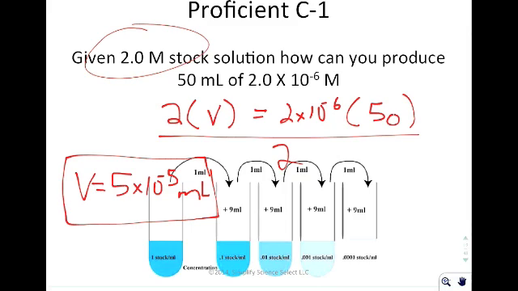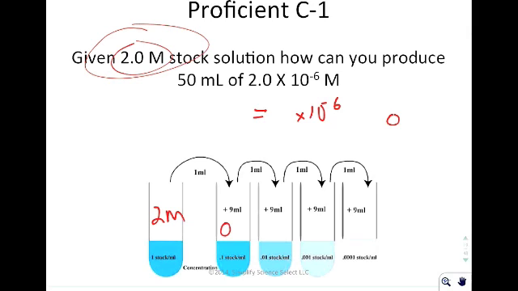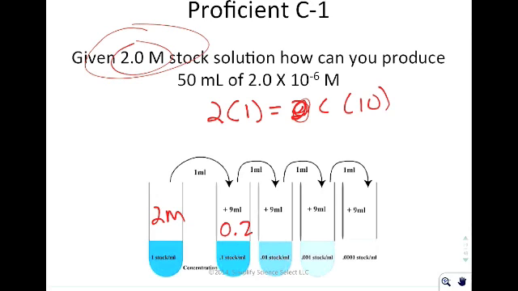So instead, really what you'd want to do is the procedure that you see here. You'd want to take a 2 molar solution, and you'd say, okay, I'm going to take 1 mL of this. And when I take 1 mL of it, it's going to go from 2 molar to 0.2 molar. And the reason why is I'm doing a 1 to 10 dilution. In other words, I have 2 times 1 equals, I'm trying to solve for the concentration, and then a total volume of 10. Remember, this stands for the total volume, 9 plus the 1.